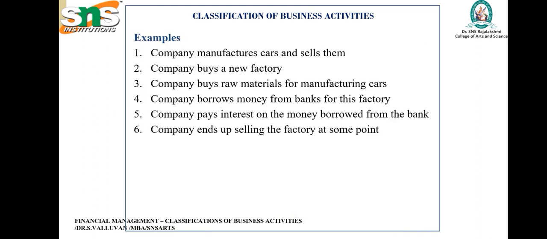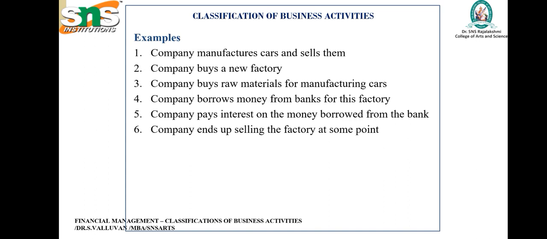These are the examples. A company manufactures cars and sells them. Company buys a new factory. Company buys raw material for manufacturing cars. Company borrows money from banks for this factory. Company pays interest on the money borrowed from the bank. Company ends up selling the factory at some point. So these are the six questions, the nature of activities which can be classified, whether each of these activities comes under operational activity, investment activity or financing activity.